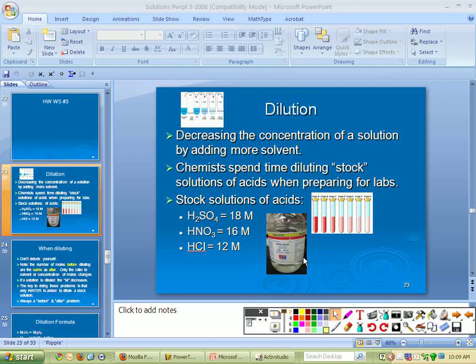Good day. We're going to do notes today on dilution. I believe this is day 3 of our notes. I'm going to do dilution and solution stoichiometry.